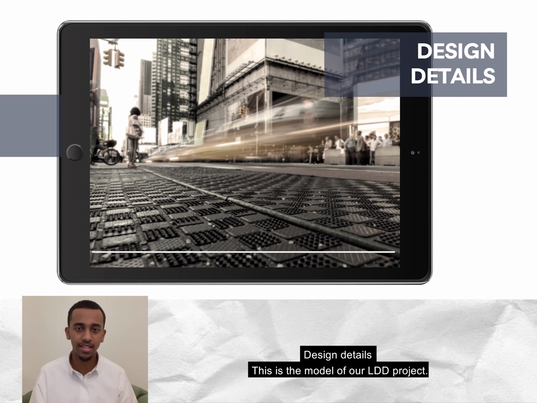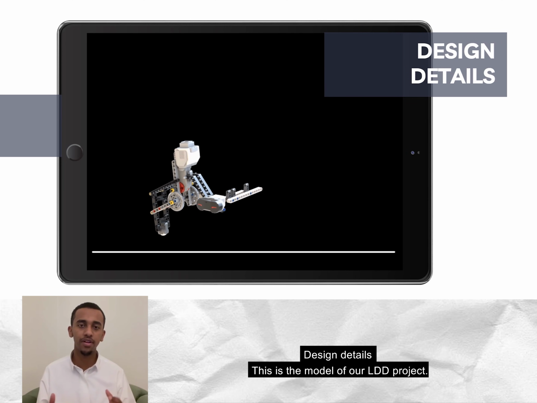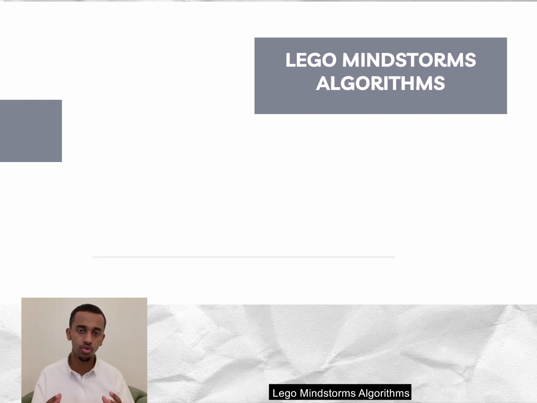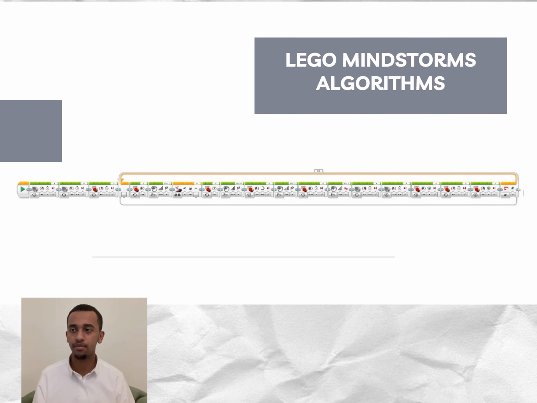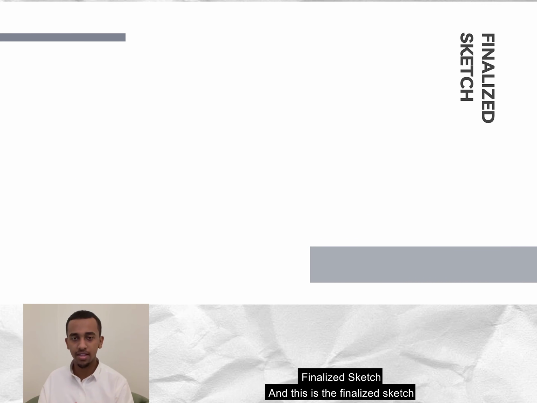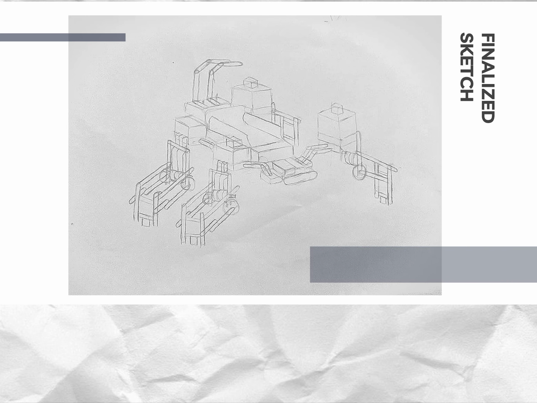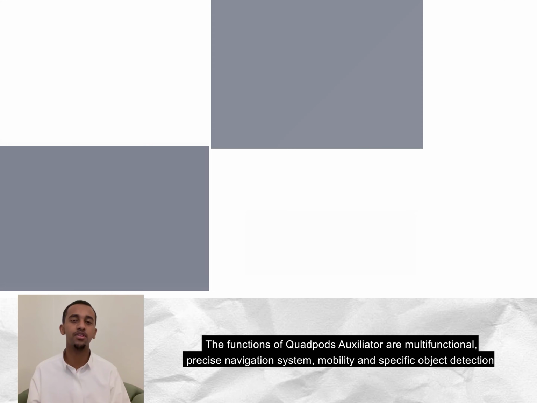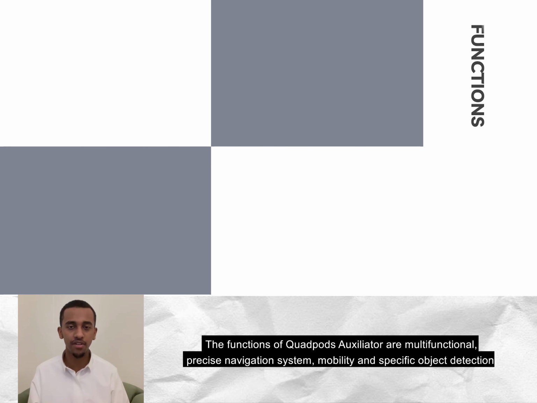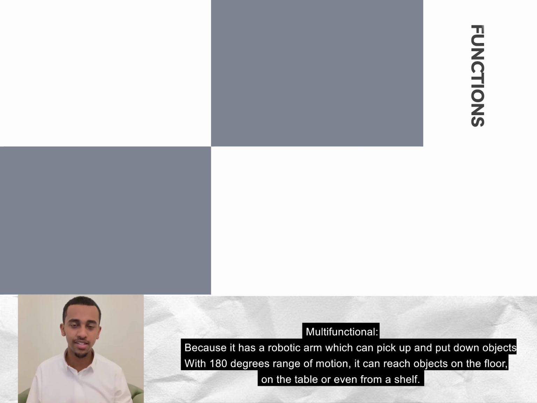Moving forward, design details. This is the model of our LDD project. Lego Mindstorm algorithms. And this is the finalized sketch. The functions of Quadpods Auxiliator are multifunctional, precise navigation system, mobility, and specific object detection.